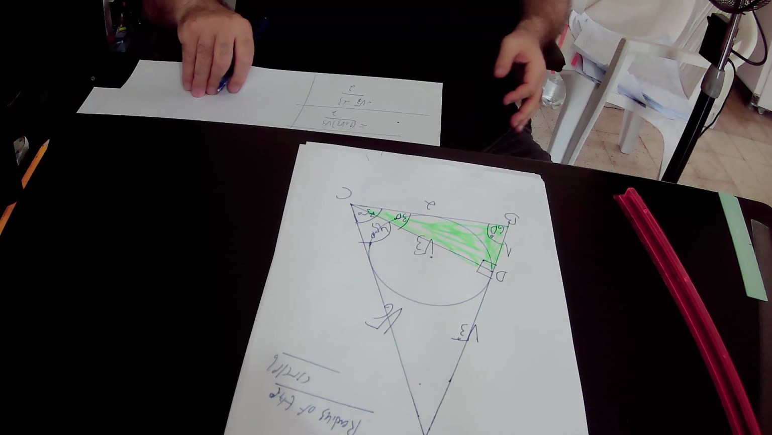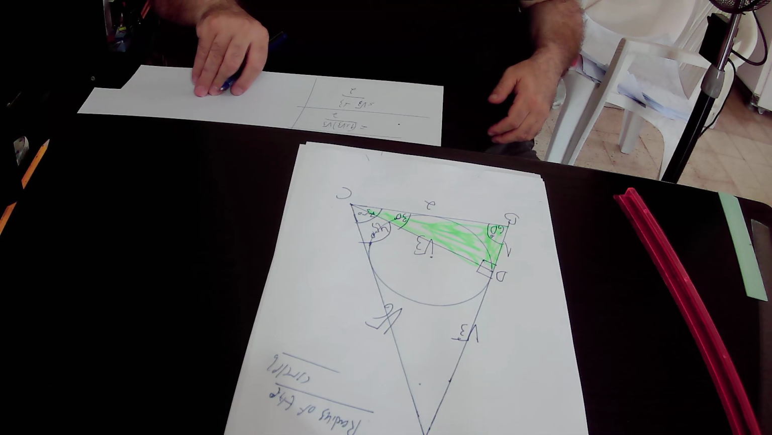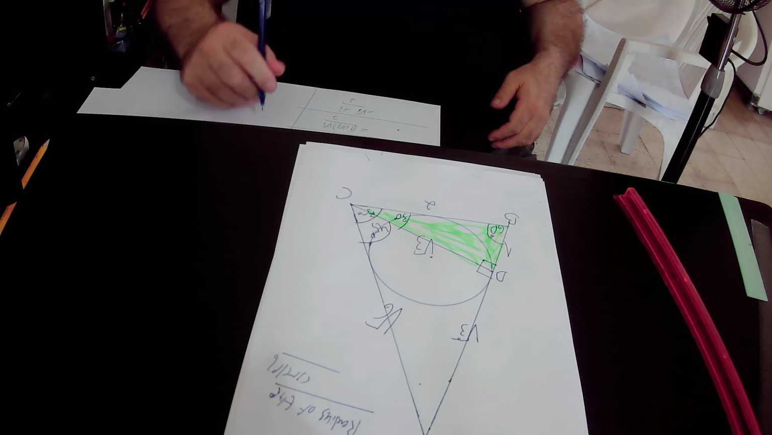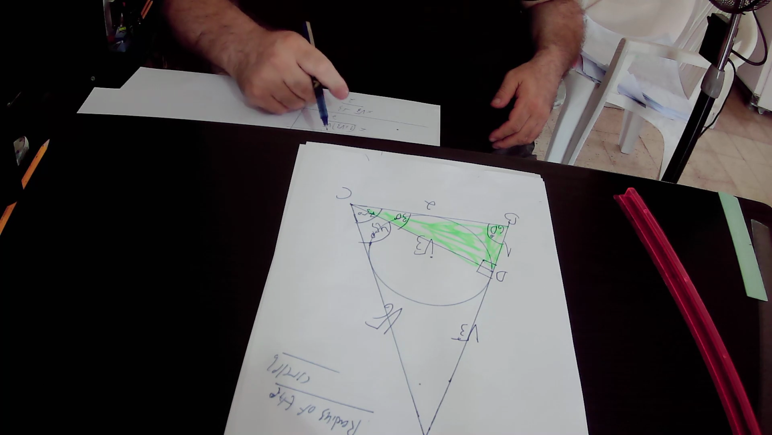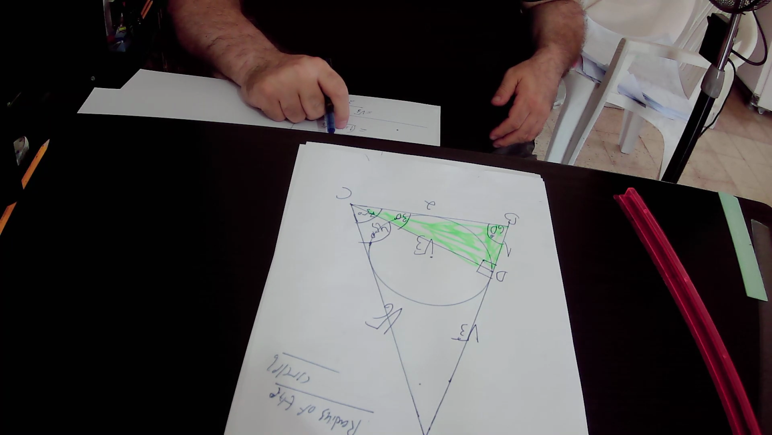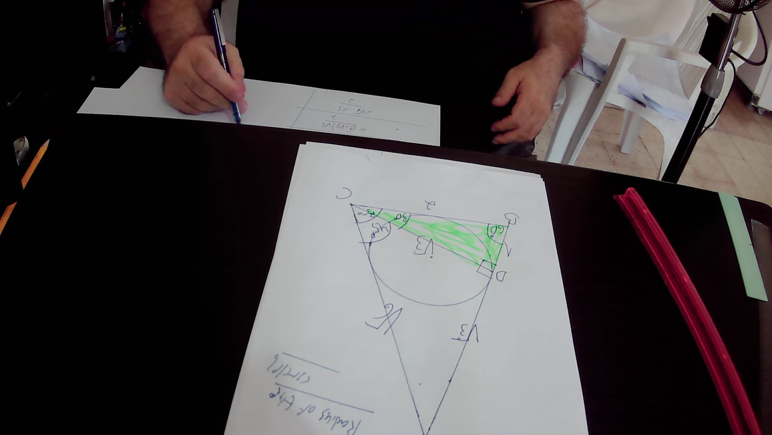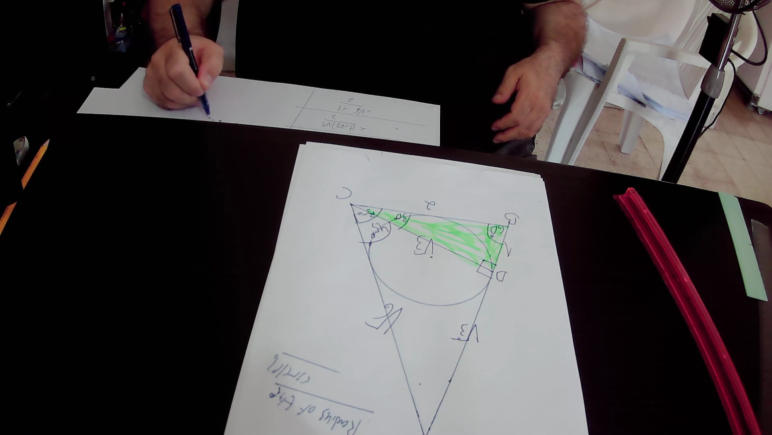The next step, we find out the semi-perimeter of triangle ABC. The semi-perimeter of any triangle is equal to the perimeter over 2. And the perimeter of triangle ABC equals the sum of its sides, that is to say, it is AB plus AC plus BC, divided by 2.